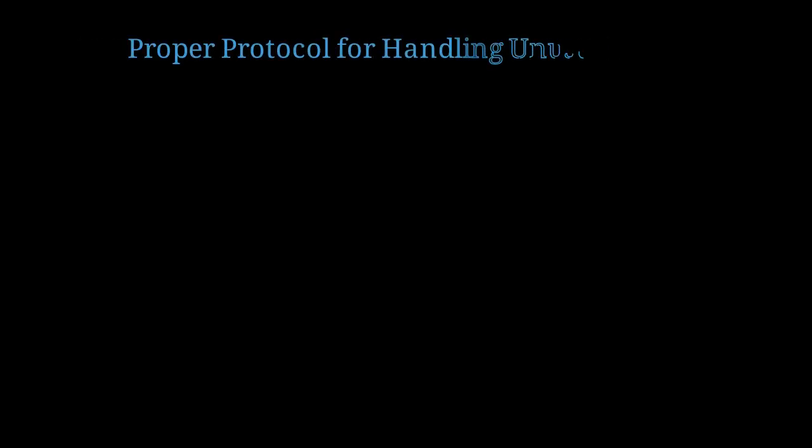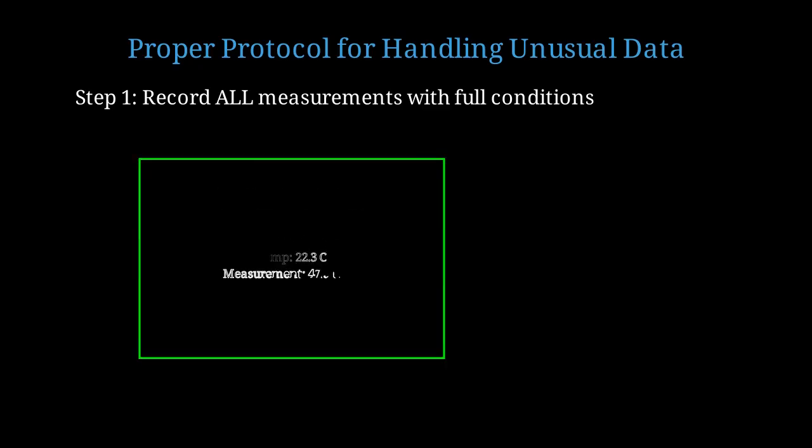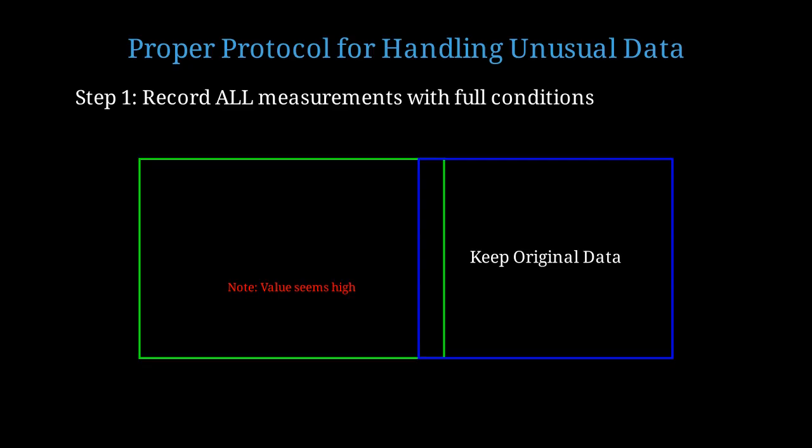So what's the proper protocol when you encounter unusual data points? Let me walk you through the scientific best practices. Step 1. Record absolutely everything. Every single measurement must be documented along with the complete experimental conditions at the time. Temperature, humidity, time of day, instrument settings, everything. Your lab notebook should contain every measurement, even ones you suspect might be problematic. Note your suspicions, but keep the data.